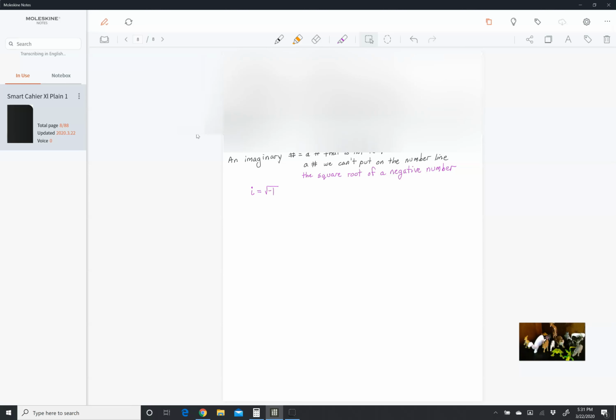And any imaginary number, I think I might have said i is not any negative number. I meant i is not any imaginary number. i is the square root of -1. And any imaginary number can be expressed in terms of i. So 2i, 3i, 4i, these are all imaginary numbers. And i squared is -1. So i squared is a real number.